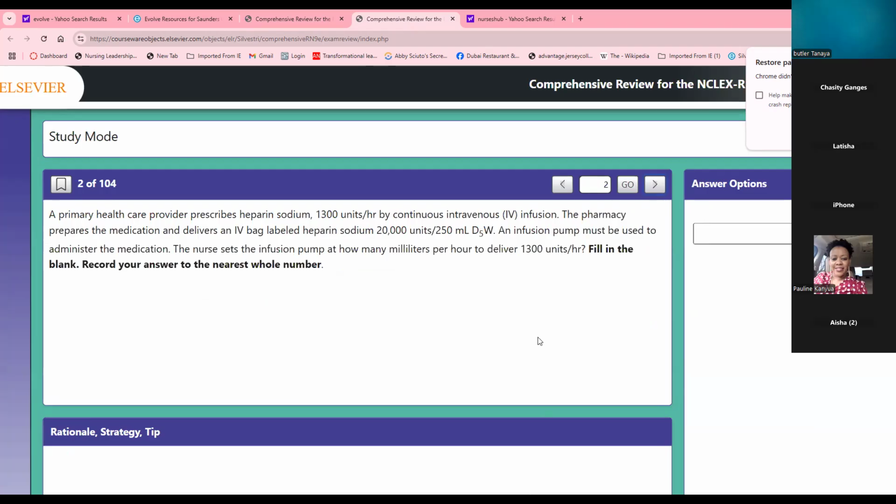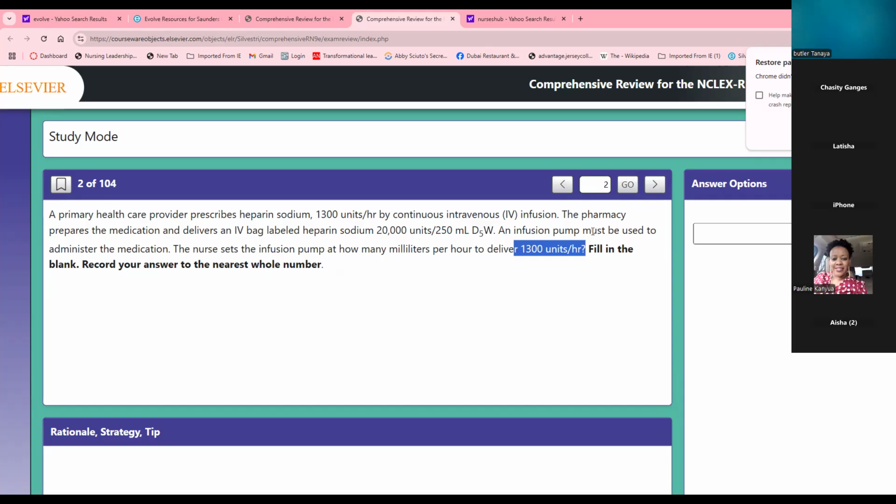All right, let's look at the next question. This is asking that you're going to set the pump at how many milliliters to deliver 1,300 units per hour. Okay, that's your dose. 1,300 units an hour. That's your dose because that's what you're giving. If you're giving something, it's a dose. So your dose is 1,300 units per hour.